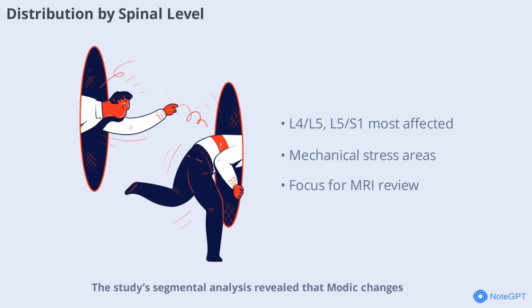The study's segmental analysis revealed that Modic changes are most prevalent at the lower lumbar levels, particularly L4, L5, and L5-S1. These regions are subject to the greatest mechanical loads and are common sites for degenerative changes. Understanding this distribution helps clinicians focus their attention during MRI review.